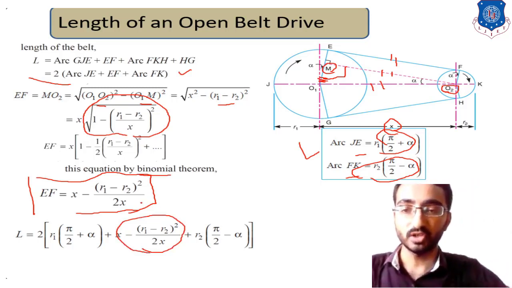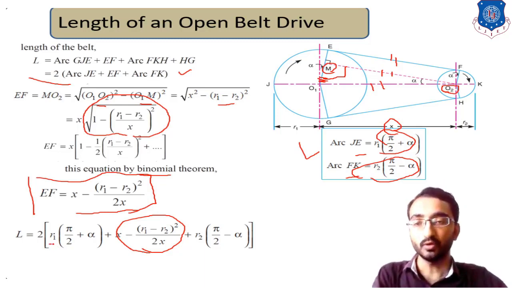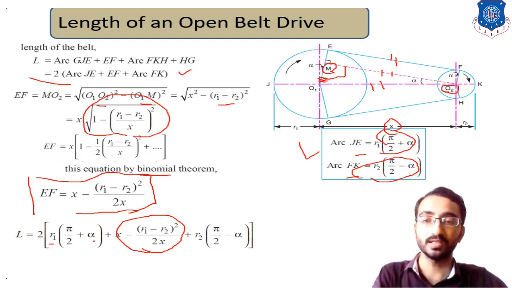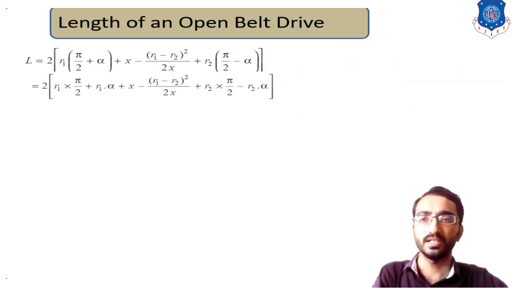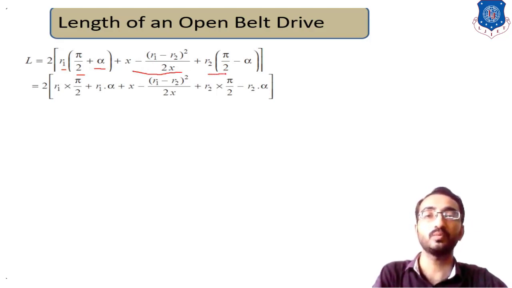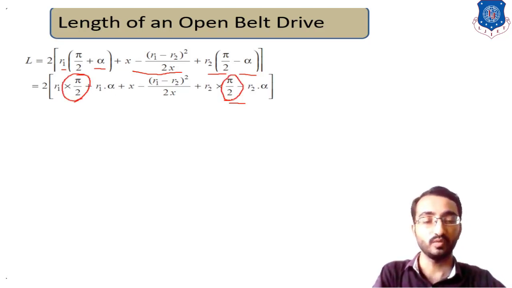Now to simplify this equation we have to multiply this r1 with both the terms. So over here r1 into pi by 2 plus r1 into alpha, this intermediate term will be as it is. Now the third term, that is r2 into pi by 2 minus r2 into alpha. Now in this equation we can take pi by 2 as a common term from both the r1 and r2. So we can say pi by 2 into (r1 plus r2).